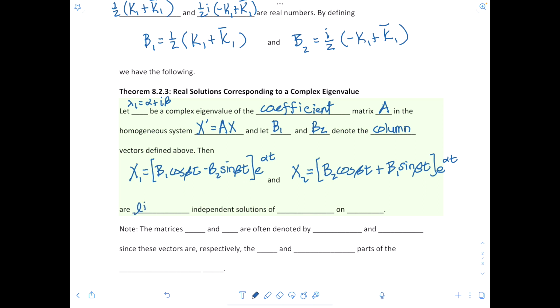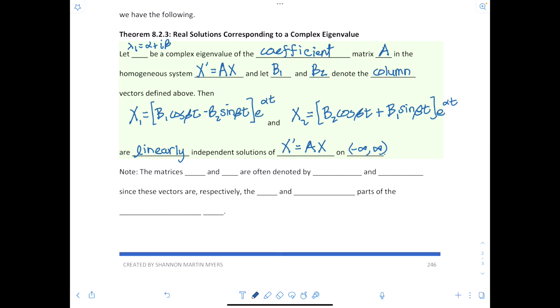These vectors are linearly independent solutions of x prime equal to A times x on the real number line, which means, of course, they'll form a fundamental set of solutions. So note, the vectors b1 and b2 are often denoted by b1 equals capital Re K1, so that's for the real part, and b2 equals capital Im K1, for imaginary, since these vectors are respectively the real and imaginary parts of the eigenvector K1.